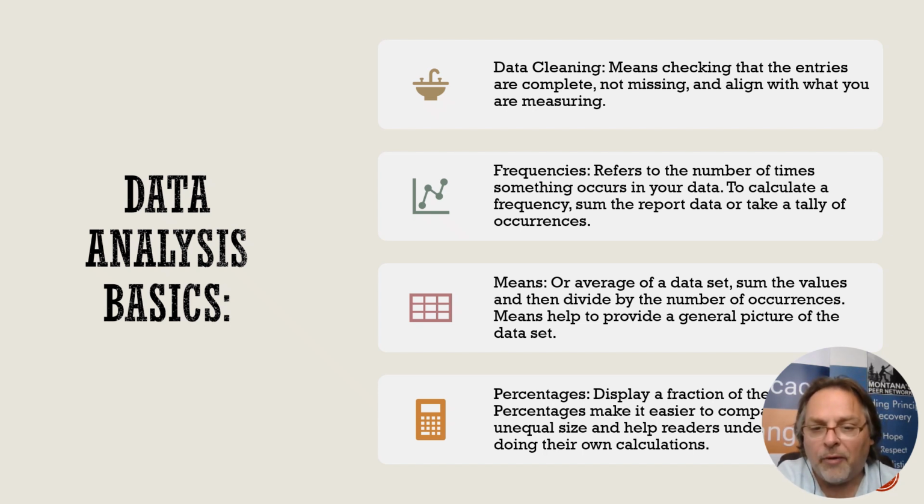Mean is the average of the data set, the sum of the values divided by the number of occurrences. So again, if I have 100 surveys and I have 5 questions, I'm going to multiply that out. This helps to provide a general picture of the data set, or how much I have, how much I've collected. I also think time is a big one here too. And then of course percentages. I think most of us are good with percentages. And remember, when you're collecting data with percentages, you can flip it. There's 2 ways to look at it.